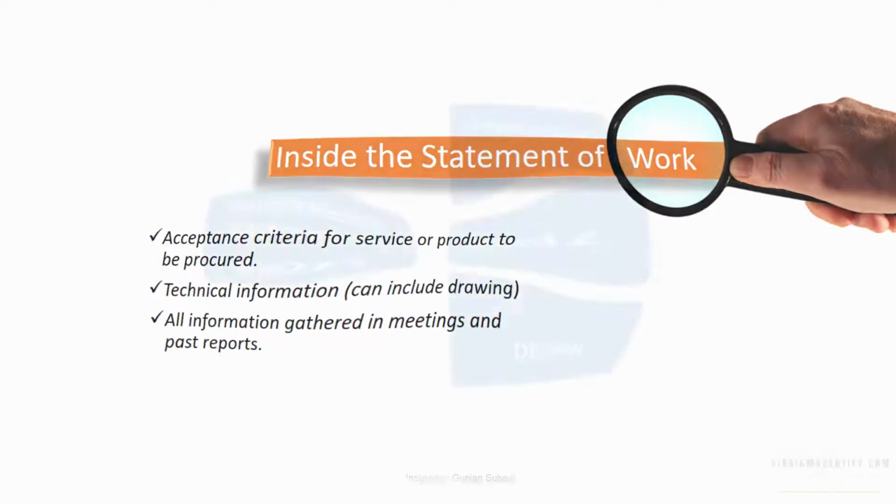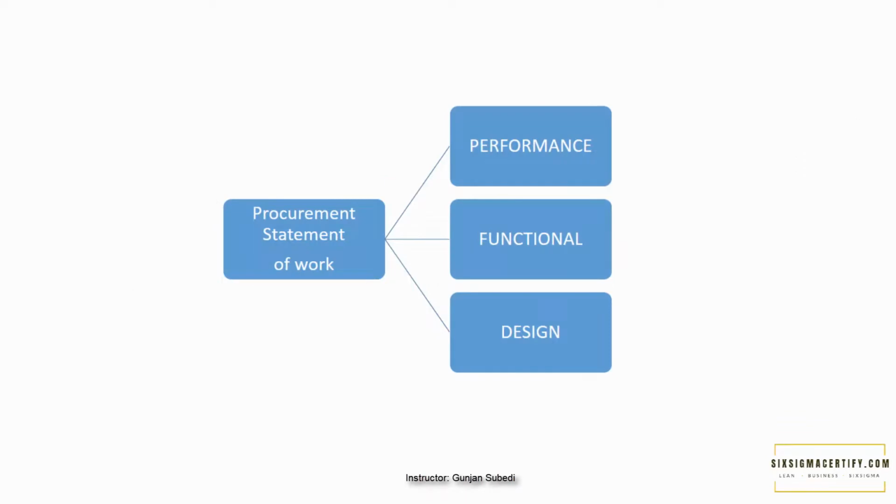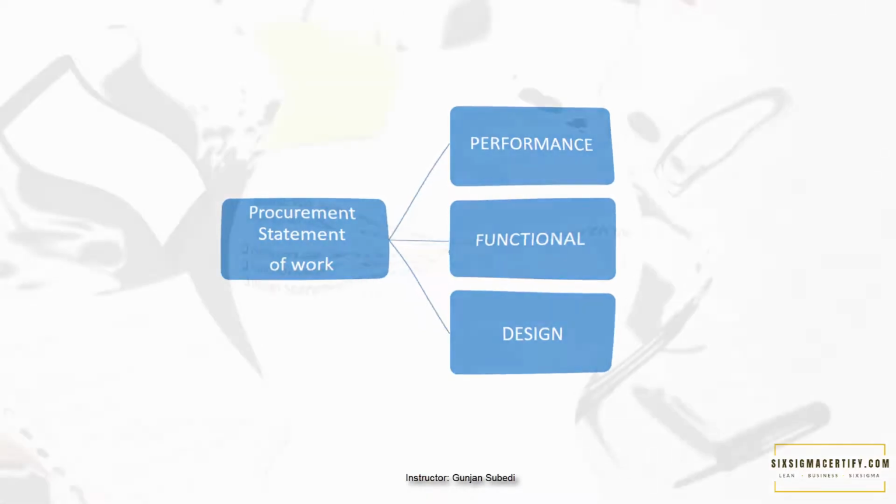There are different types of statement of work. It could be performance statement of work, which talks about what final work should be accomplished. Functional statement of work, which talks about the end result. And the design statement of work, which talks about the procedure, design, and the material used.